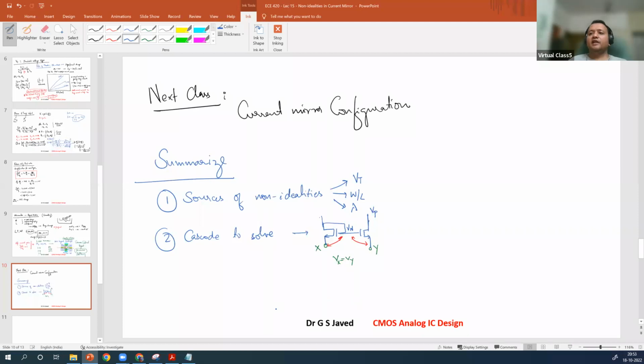Right? Later we understood what are the impacts of the non-linearities due to Vt, due to lambda, and due to W over L, and how you can overcome all of these.